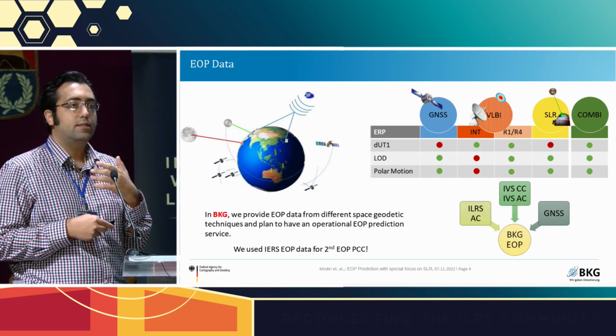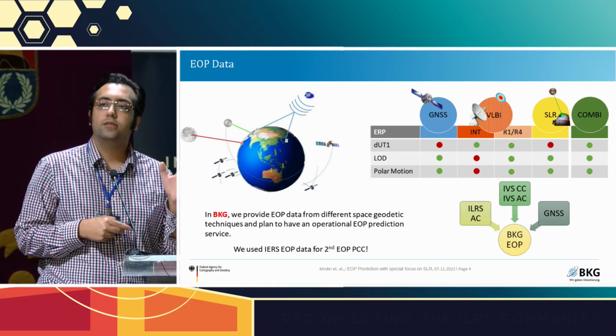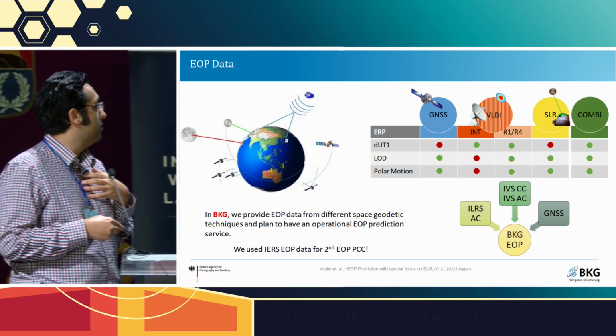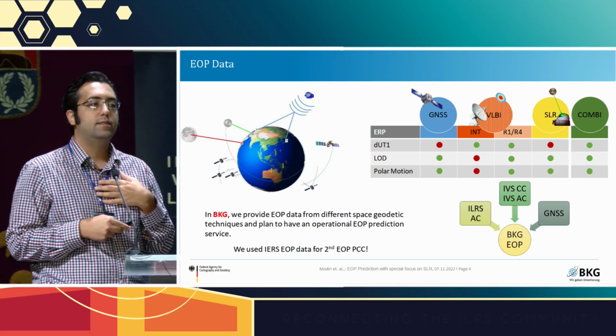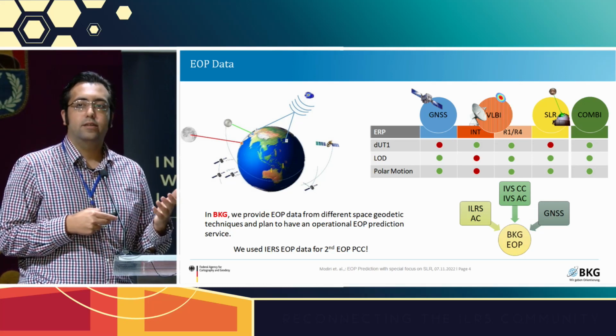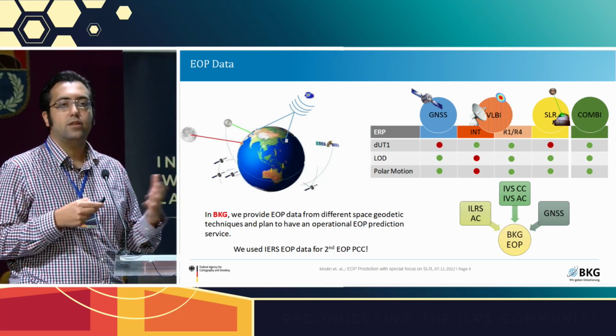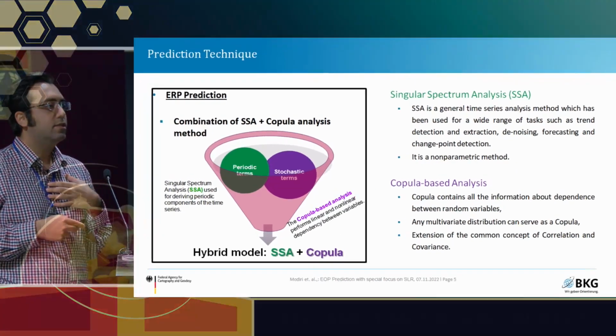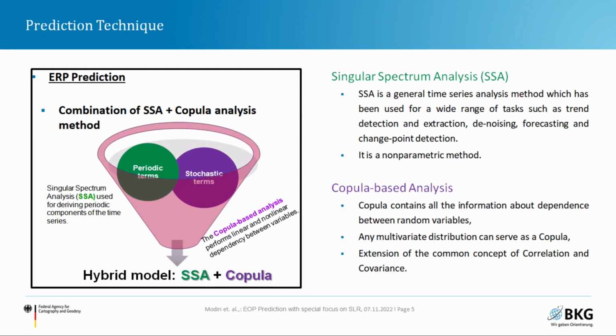But the one that I should focus on, because the combination part is still an ongoing project, and for the second EOP PCC we use the ILRS data. But I will show you the potential of each single technique for the prediction. The method that I use here is the combination of SSA and copula. This is divided into the deterministic term by SSA, and the anomaly part is modeled by copula.